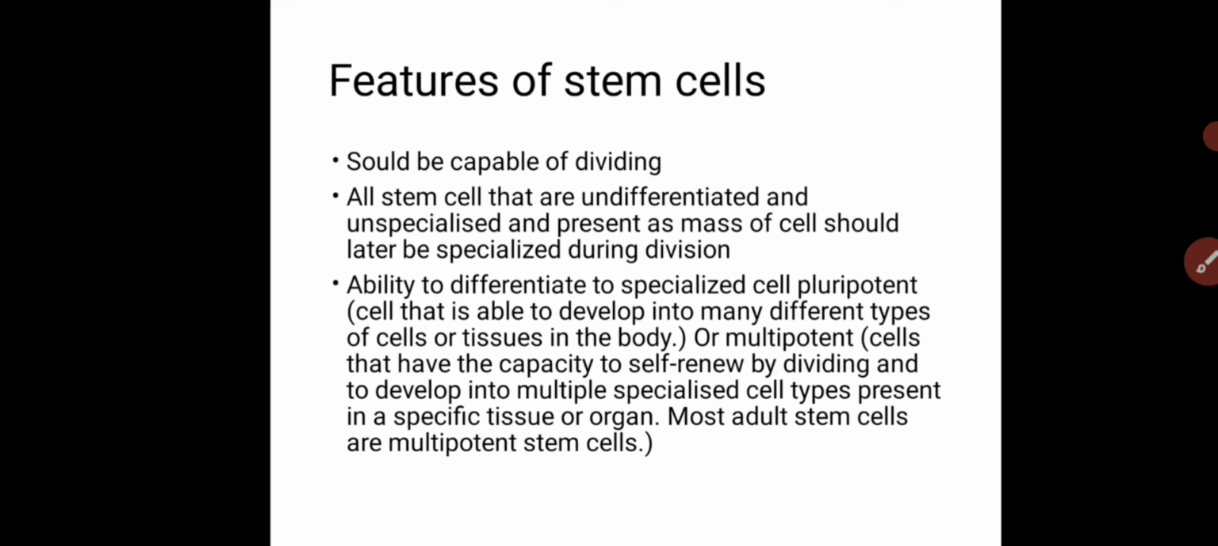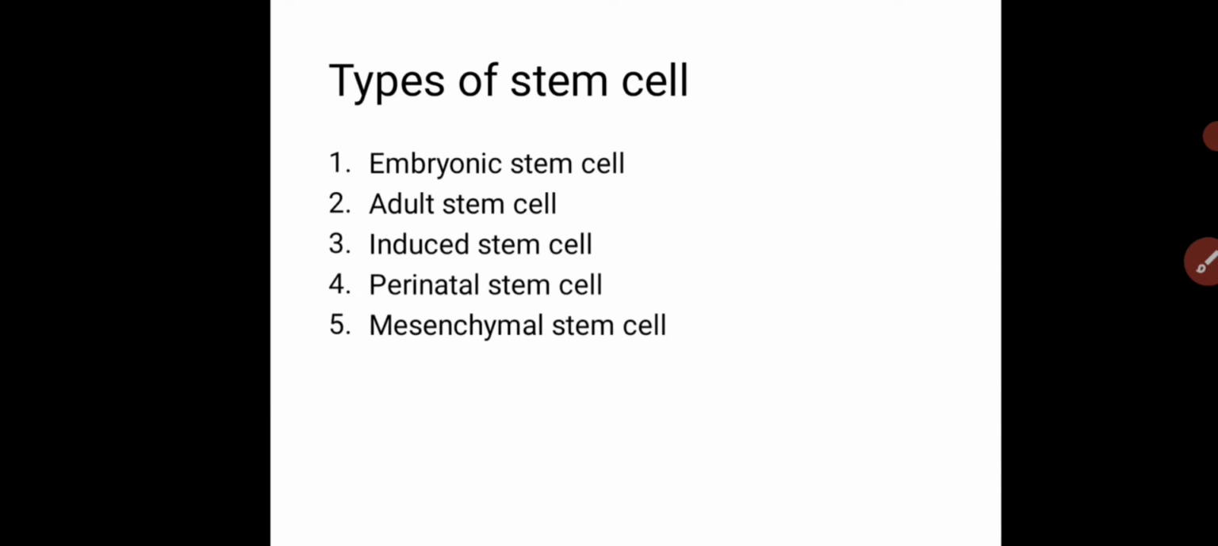So these are the basic characteristics a stem cell should possess. Now we will see the types of stem cells: embryonic stem cell, adult stem cell, induced stem cell, perinatal stem cell, and mesenchymal stem cell. These are the types of stem cells which we are going to discuss now.